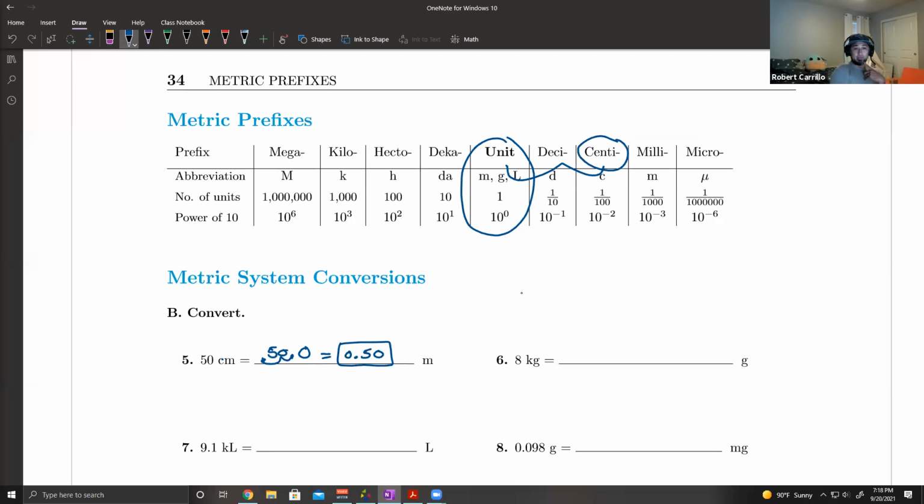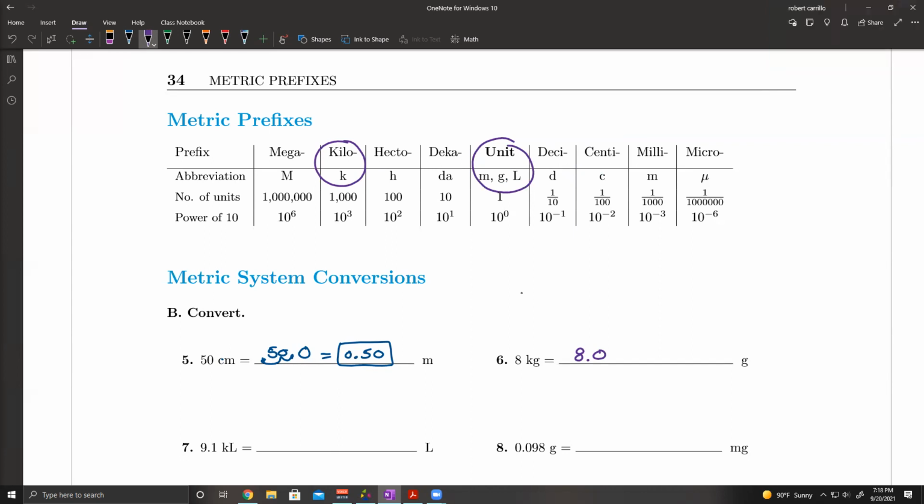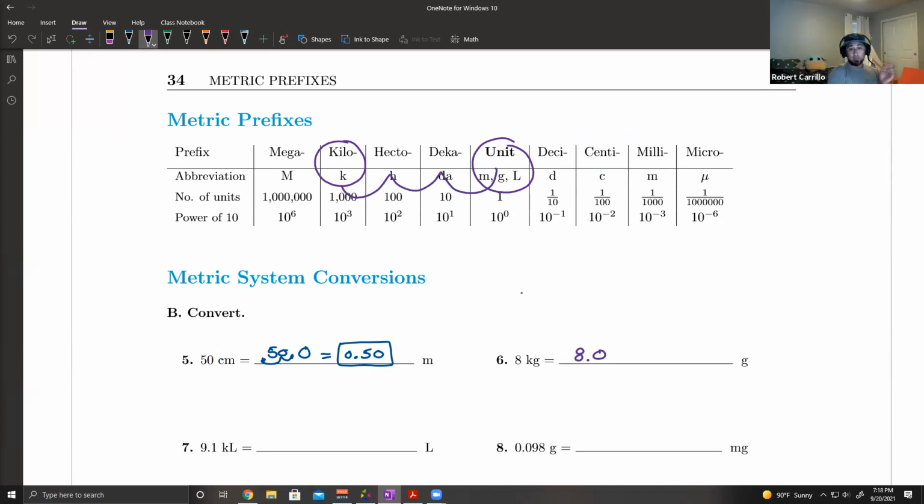All right, let's do it again. So 8 kilograms to grams. Just write 8.0 there, and you find kilograms, and you're going to grams. How many spaces over are we? 3 to the right. 1, 2, 3. Take that decimal, do the same thing. 1, 2, 3. Fill in those with zeros, and we get 8,000 grams. Not bad, right?